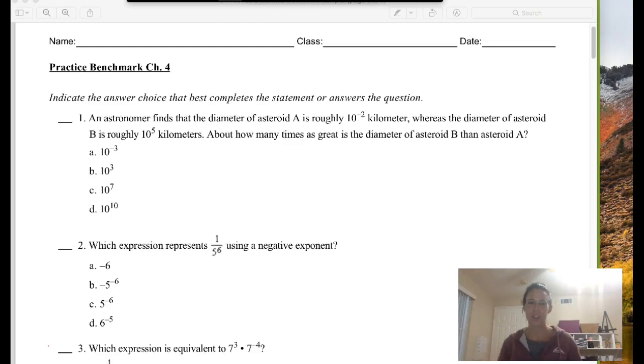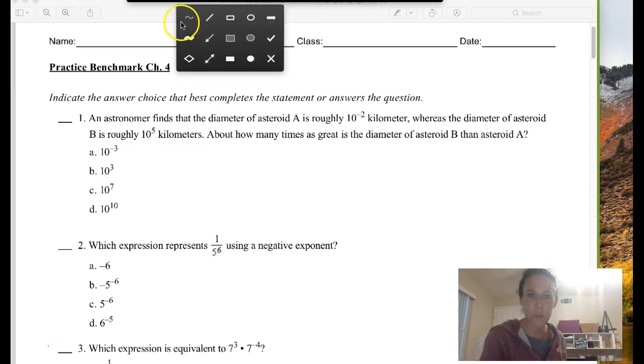Hi, Transitional Math students. Mrs. Robinson here to work practice benchmark chapter 4 with you. Chapter 4 is on powers and roots. We do exponents, little negative exponents. We do exponential notation. So let's look at the first problem.